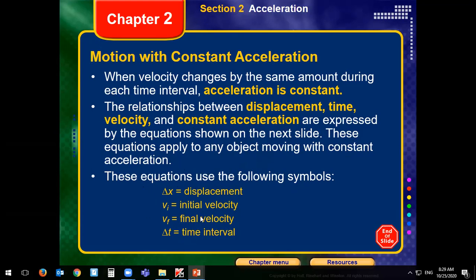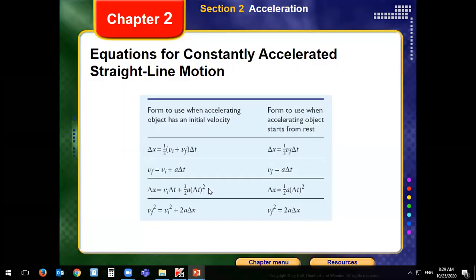You will find these symbols in them. Delta x, which means displacement, the change in displacement. V sub i is the initial velocity. V sub f, the final velocity. And delta t, the time interval or the change in time. These are the equations that study the motion with uniform acceleration or constant acceleration.